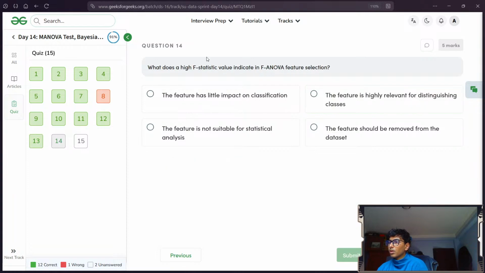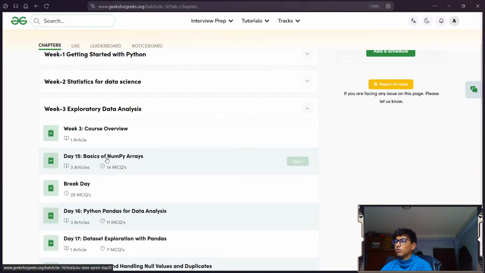Okay. What does a high F statistic value indicate in ANOVA feature selection? The feature has deeper... course overview and we'll start with basics of NumPy.